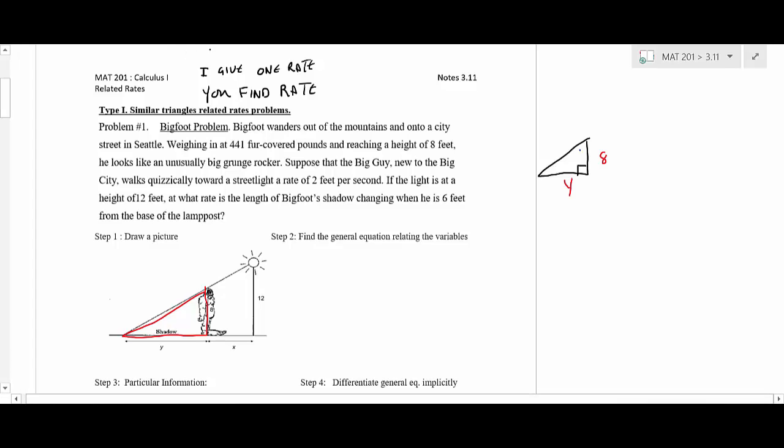Then we have a bigger triangle. We have the big triangle. Let's see what we have there. So the big triangle would be, of course, the whole entire thing. And let's kind of label what we know there. In that big triangle, what's the base? X plus y. X plus y, right. So you just add those two things up. The height is 12.